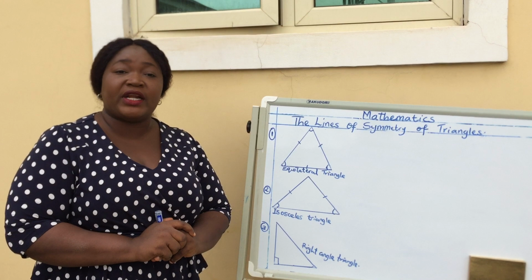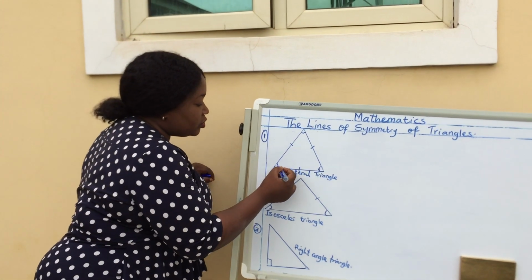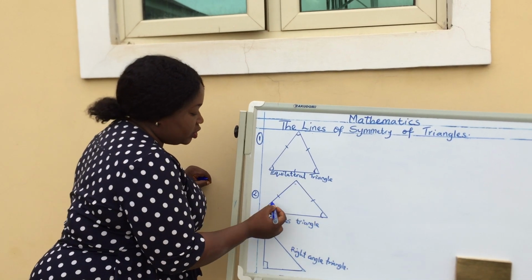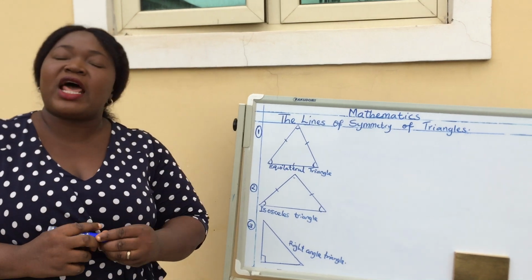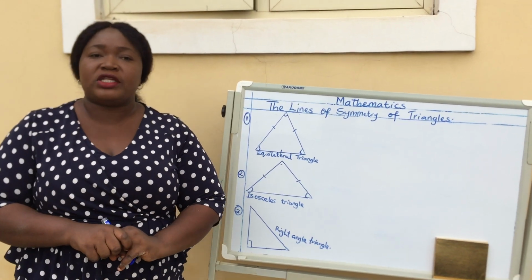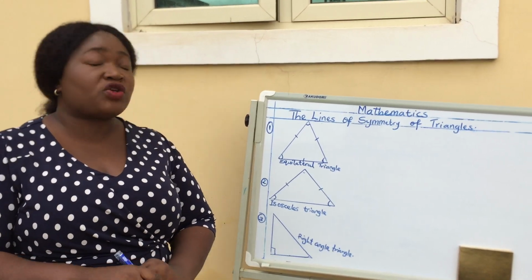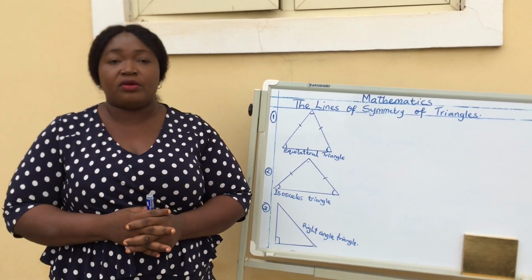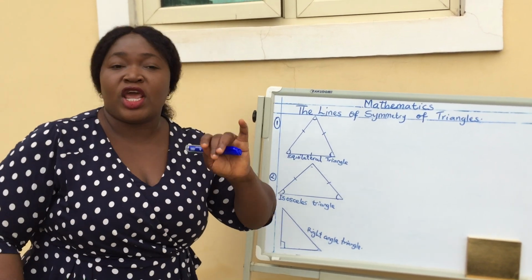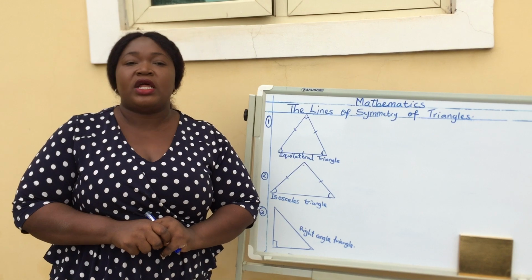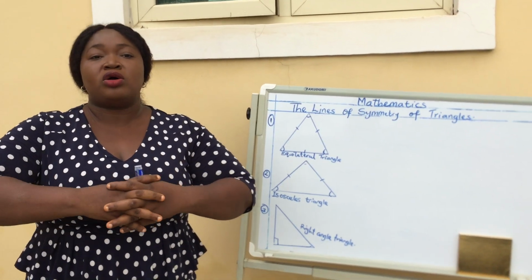They have how many corners? Three corners. Okay, this is one corner, two corners, three. Now the line of symmetry of triangles depends on the type of the triangle, and that's why we have the one that is called equilateral triangle. Can I hear you say that? Equilateral triangle.